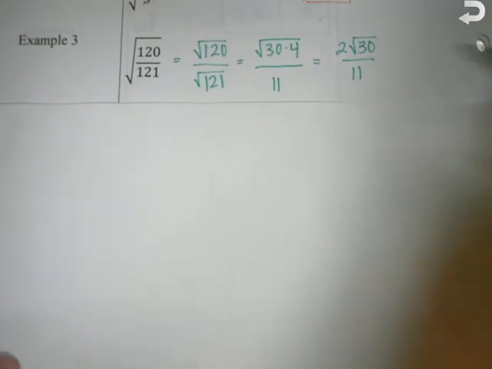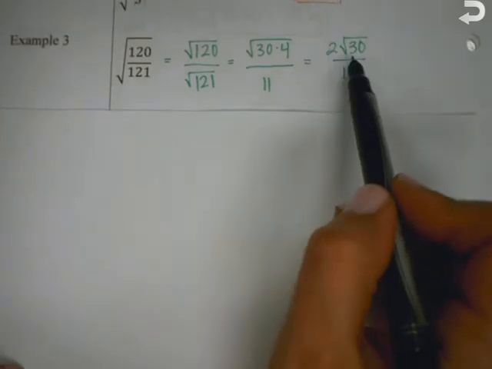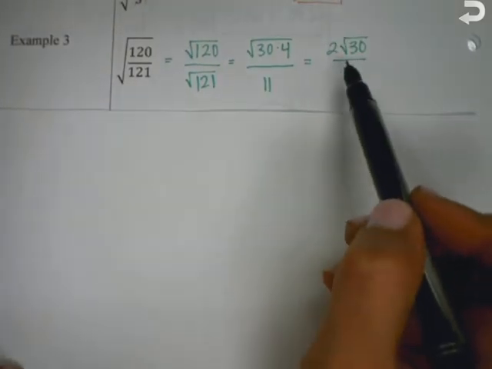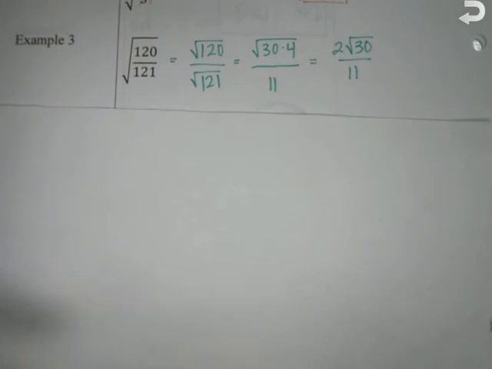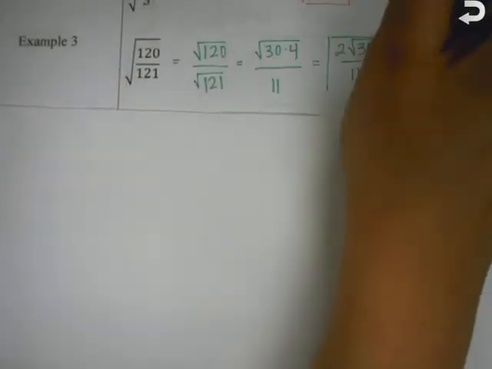I can't simplify root 30 anymore because the only things that it breaks down to are 3 and 10, neither of which are perfect squares, and 2 and 15, or 6 and 5. None of those are perfect squares, so that's our answer. Did anybody get it right?